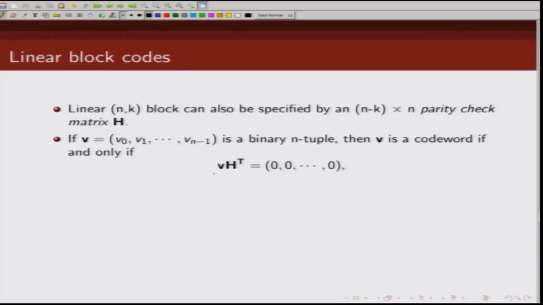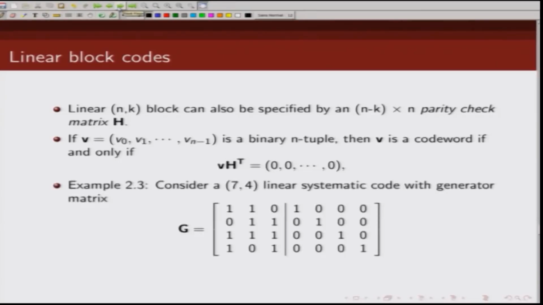So, let us see how we can derive our parity check matrix from a generator matrix, and what the relation of the generator matrix to the parity check matrix is. We will take an example of a (7,4) systematic linear block code whose generator matrix is given by this. Since this is a systematic code, we can write the generator matrix in the form P followed by I k.